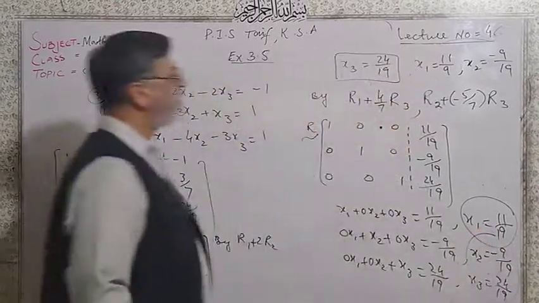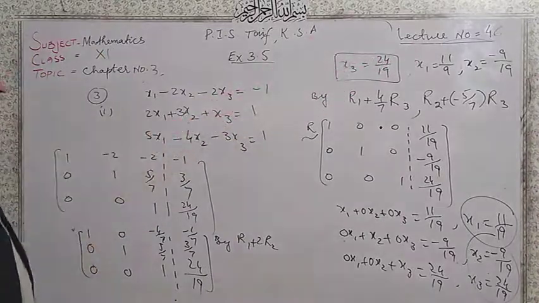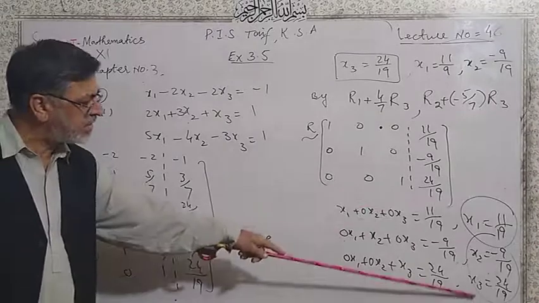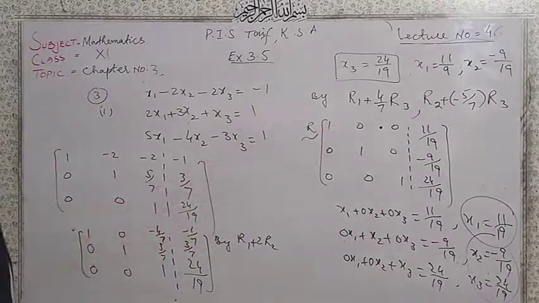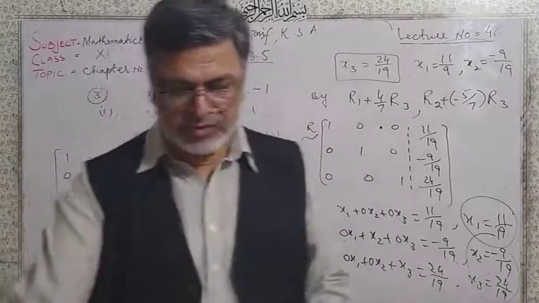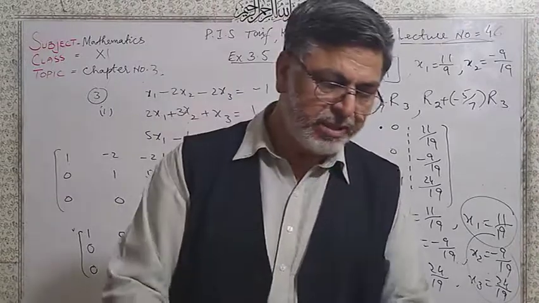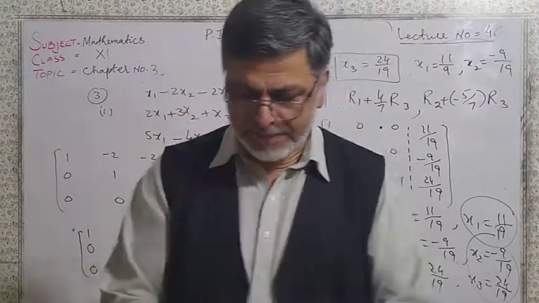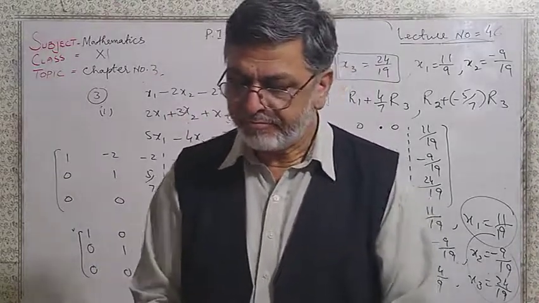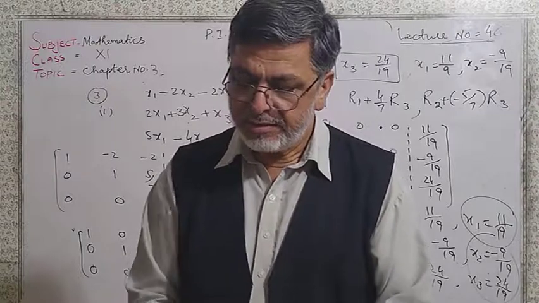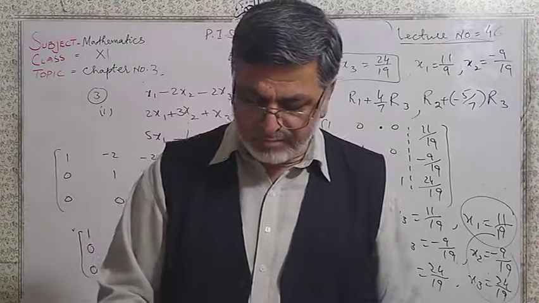Dear students, these were the answers obtained with the help of echelon form, and the same answers are obtained by reduced echelon form. So that was your question number 3 of exercise 3.5. Now we have question number 4.